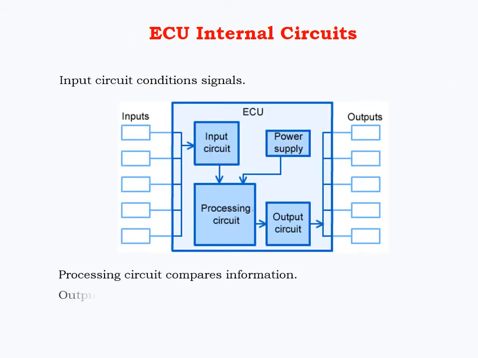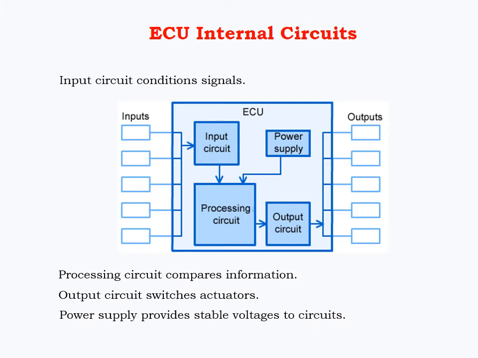Next, input control signals. What is the internal circuit of the ECU? Inside the ECU, what we have is the input circuit, where we get the input values, then the power supply, processing circuit, and output circuit. The processing circuit is like a motherboard. The input circuit has an ADC, that is an analog to digital converter. The output circuit is like a digital to analog converter. Like this we are using it.